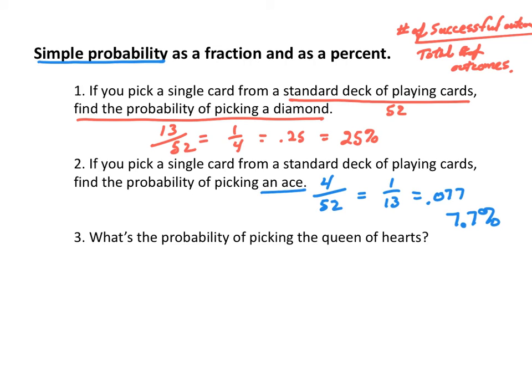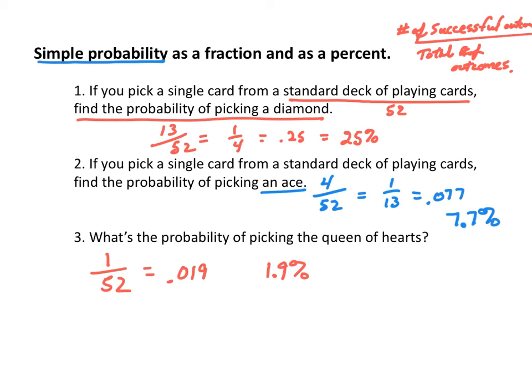And let's go ahead and do that last one real quick. What is the probability of picking the Queen of Hearts? How many Queens of Hearts are there in the deck? Just 1. How many cards are possible that you could choose? 52. So there's our fraction. If we divide 1 divided by 52, that's 0.019. If you multiply that by 100 to make it a percent, it's going to be 1.9%.